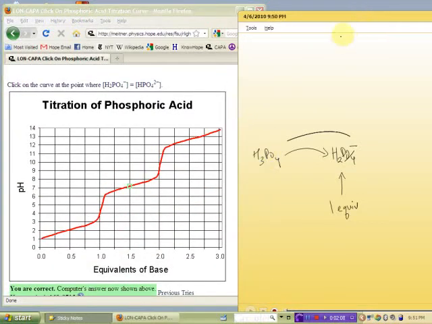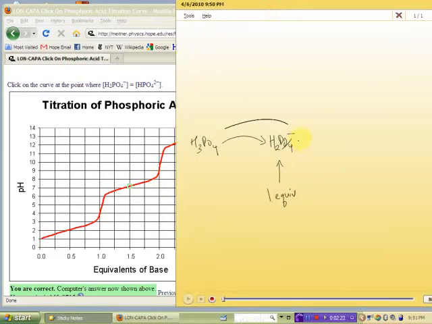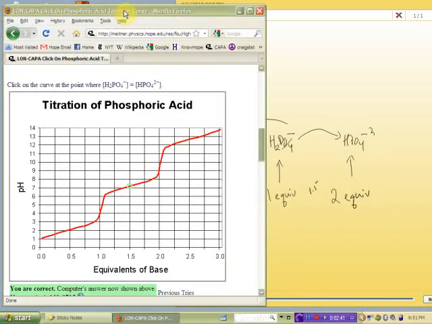As you go from adding 1, that's your first endpoint. Now essentially you're doing another titration. As you start to add a second, when you get to here, a second equivalent of your base, you've now gone from H2PO4 minus to HPO4 minus 2. And you look at that, and you have added exactly 2 equivalents. Along the way, you will have gone through a 50-50 point, so at 1.5 equivalents, you will be right there.